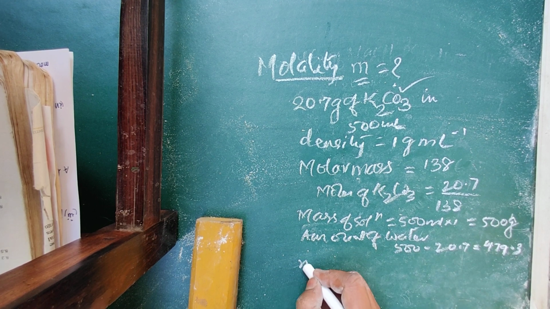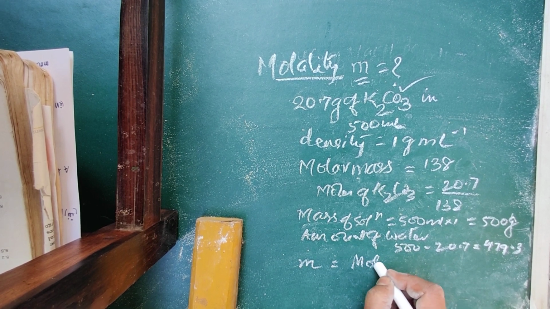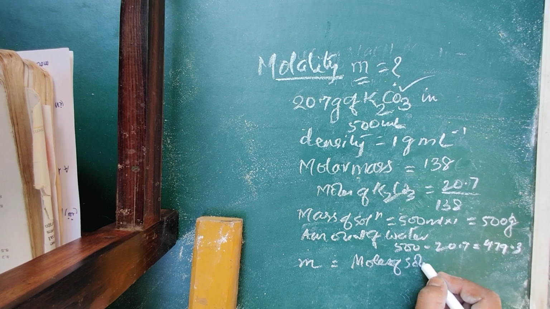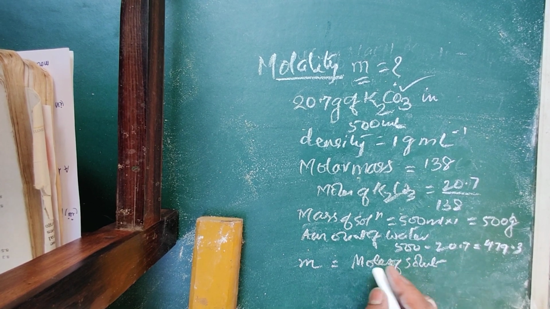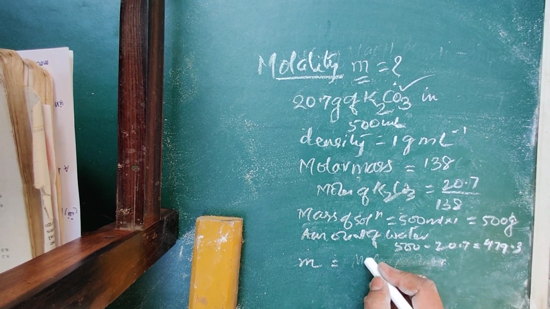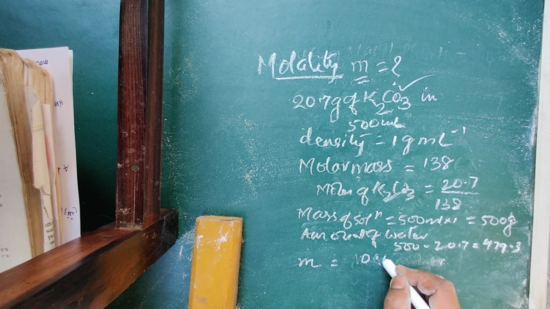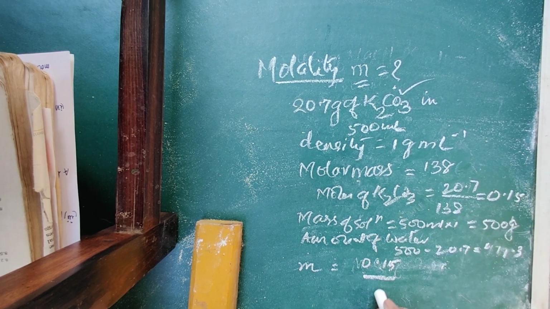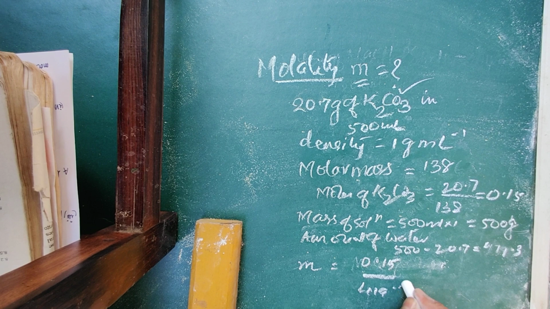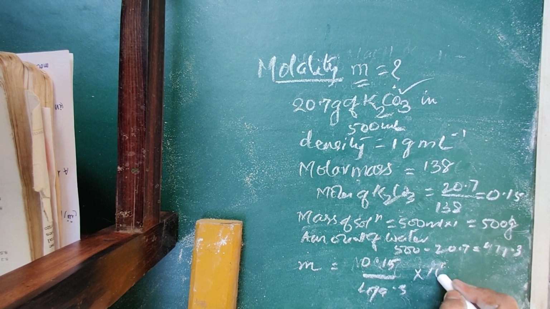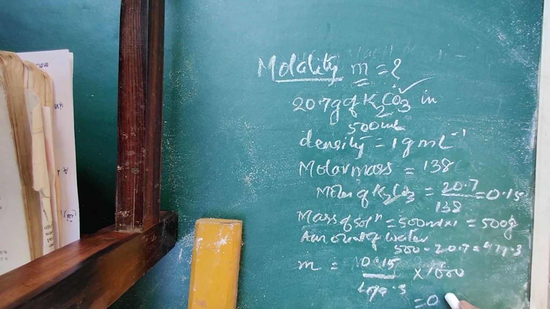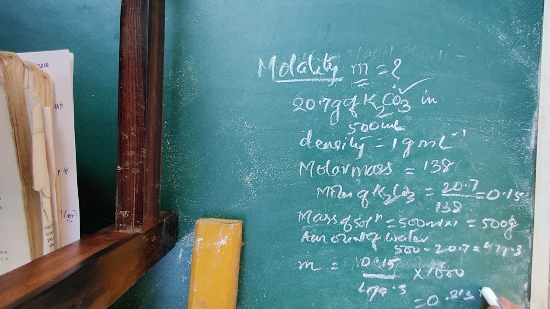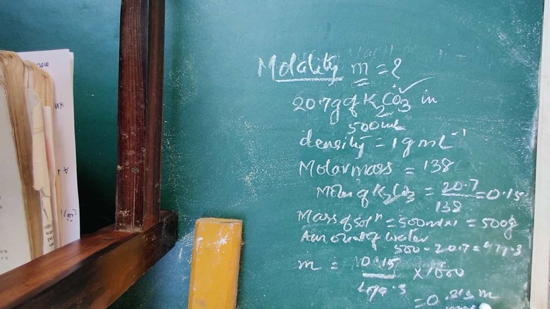So small m will be moles of solute divided by mass of solvent in kg, that is 0.15 mole. This comes to be 0.15 divided by 479.3 into 1000. Answer is 0.313 small m or mole per kg.